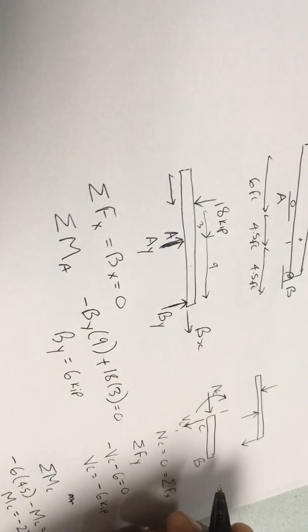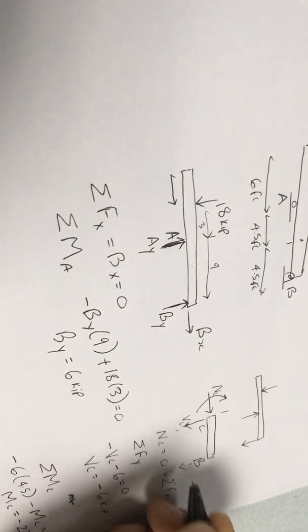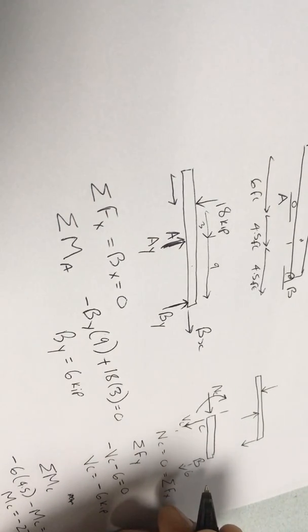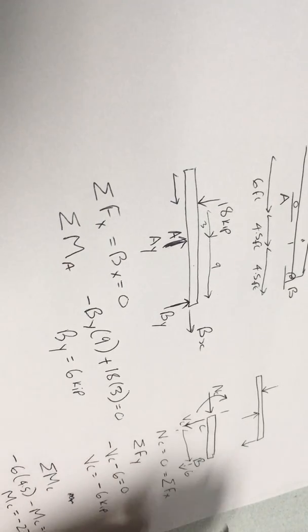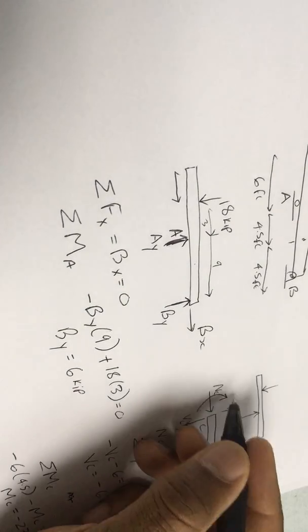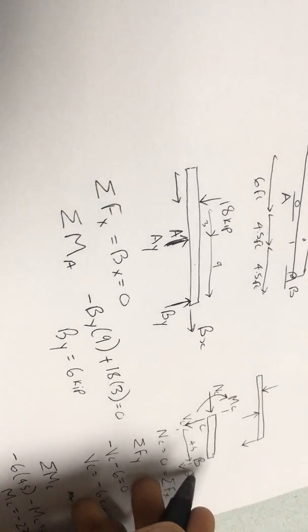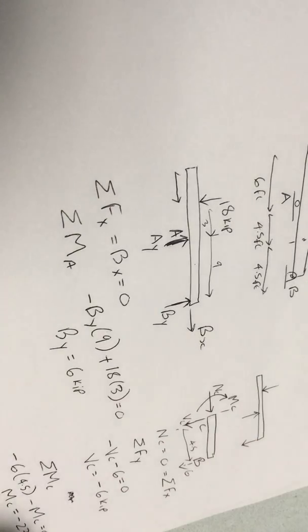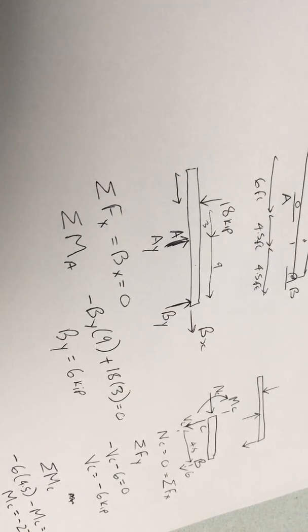We still have the By component, which was acting downwards, right? 6. So 6 times this distance, which we worked out to be 4.5, would be equal to the moment, which is reactive. We treat it like a wall, and then we'd get the moment to calculate. 6 times this would be MC. MC is equal to that, right? 27, negative 27 kip feet.